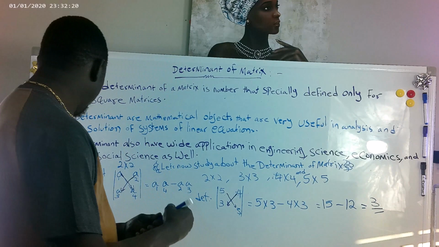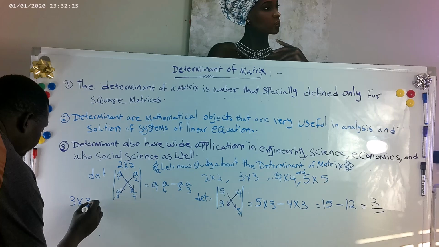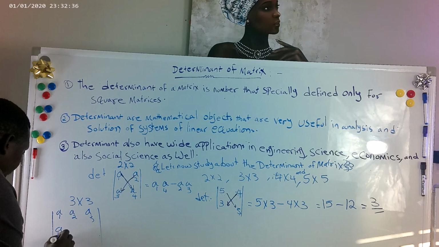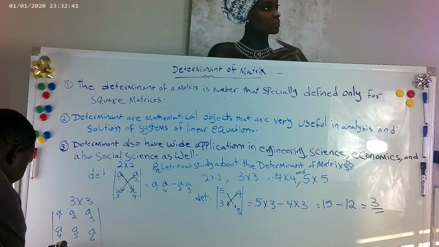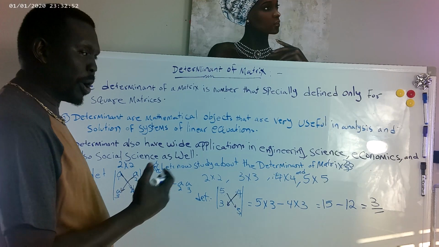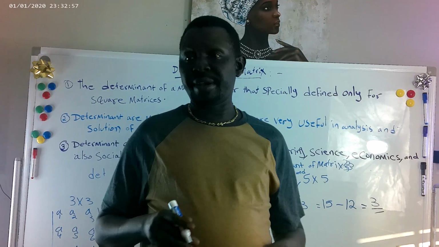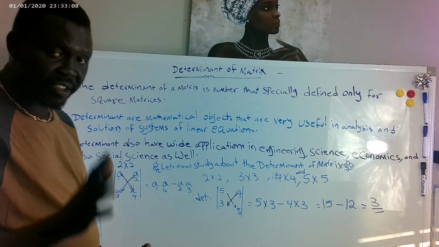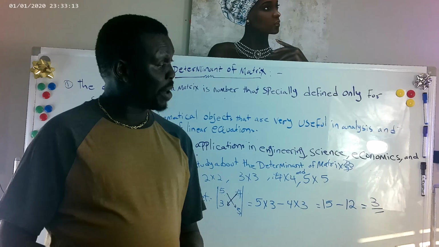Let us say 3 by 3 matrix. I have A1, A2, A3, A4, A5, A6, A7, A8, A9. That's 9. A 3 by 3 matrix will have 9 numbers. Because 2 by 2 has to be 4. When I say 2 by 2 matrix, in the brackets it has to be 4 numbers. And if I say 3 by 3, it has to be 9. 3 times 3 is 9. When I say 4 by 4 matrix, it has to be 16. Or when I say 5 by 5 matrix, it has to be 25 numbers there.